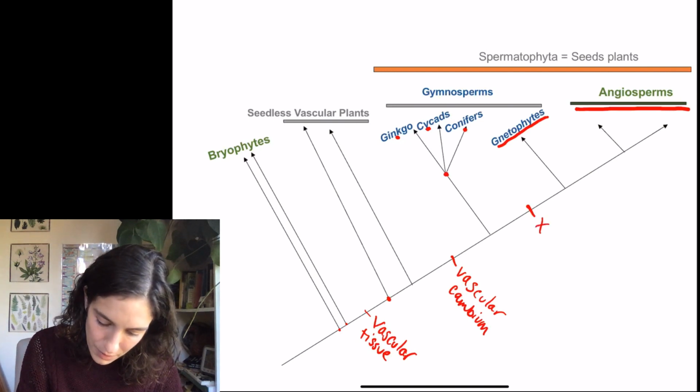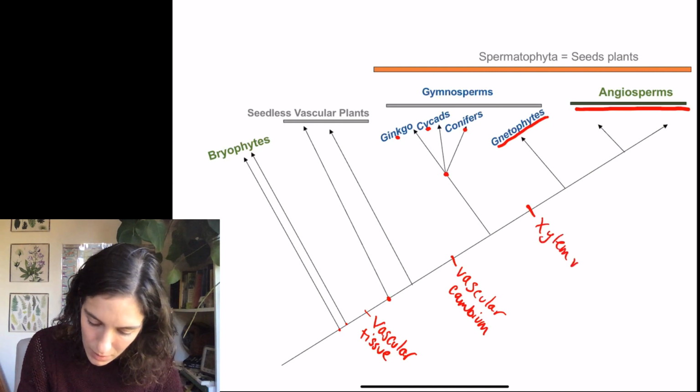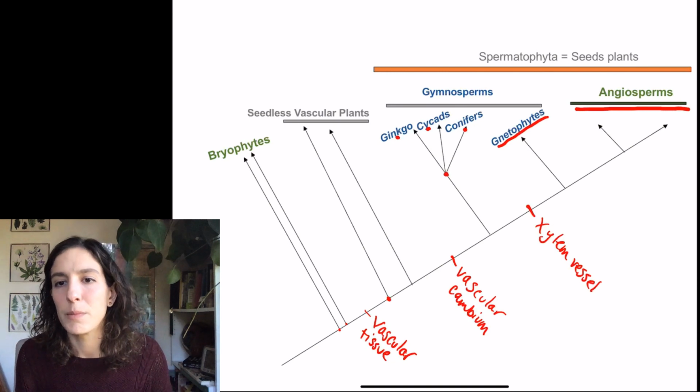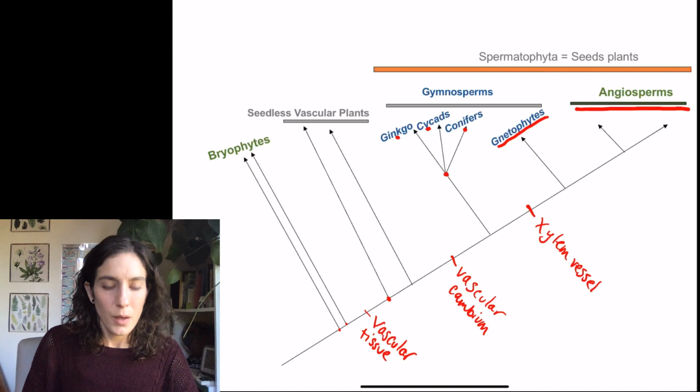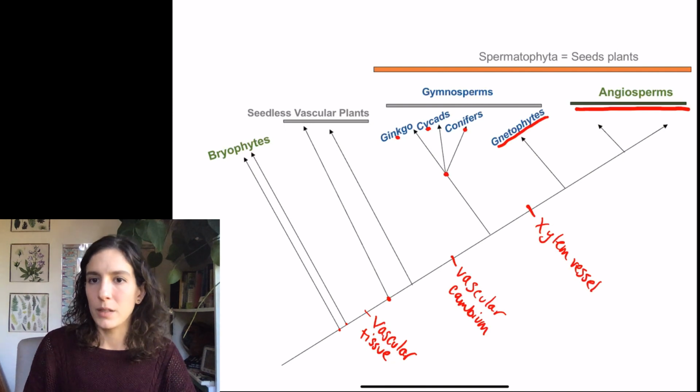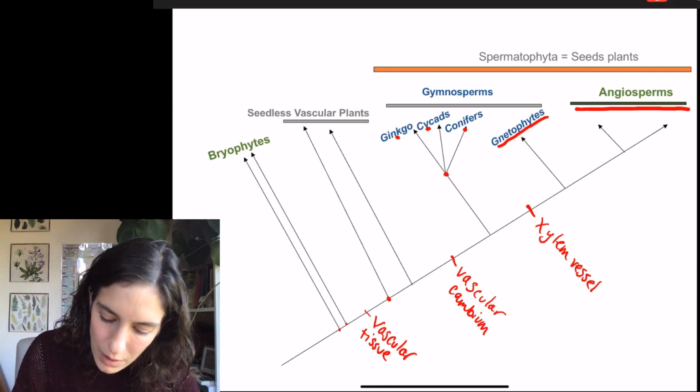True xylem vessels. So before these true xylem vessels, there were just other types of xylem cells, tracheids, other things. Okay, so that's about the vascular tissue, at least. What else can we talk about, though?